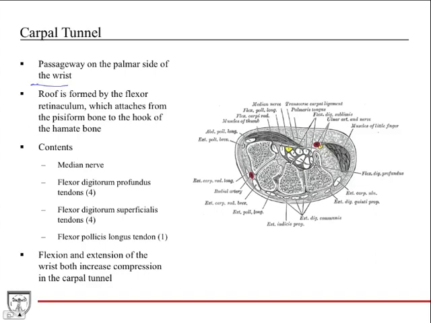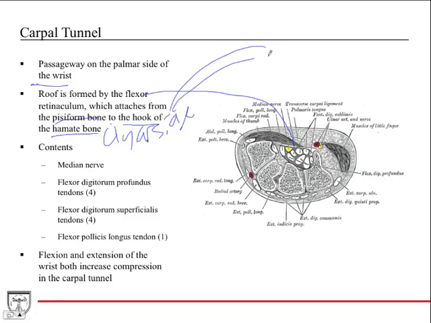The floor and the sides are formed by these carpal bones in the wrist region here, and the roof is formed by this flexor retinaculum, which is this nice connective tissue band, and it attaches from the pisiform bone and the hook of the hamate. So it attaches to these two structures. This is on the ulnar side, okay? And then it arches across like this.